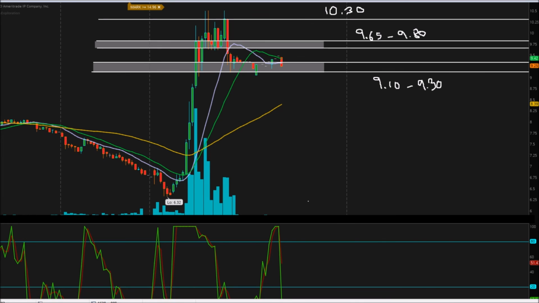I don't have much else to say about it except just keep a heads up, and definitely keep an eye out on these channels and this breakout level to make some good profit on it, possibly even tomorrow. Let's see what it does.